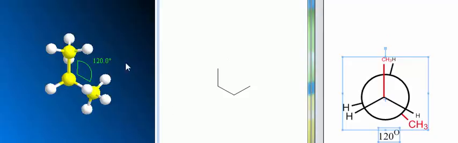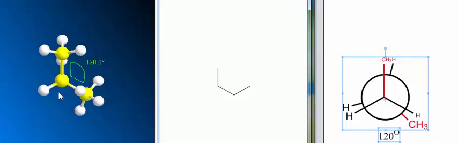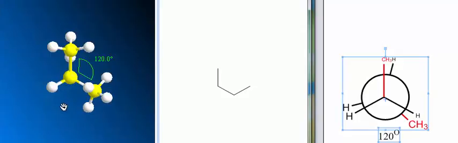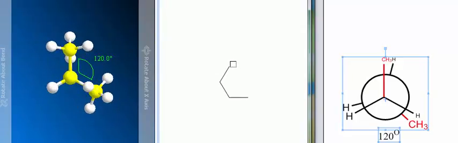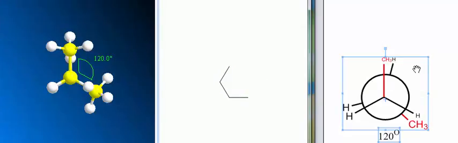Okay, now this bond angle is 120. Again, I'm sighting down the carbon-carbon bond. And you can see now the back carbon is rotated 120 degrees. And you can see again the bonds are all eclipsed. That is also reflected in this newly bent version of the skeletal diagram, but best seen in the Newman projection, in which the back methyl group is now here.